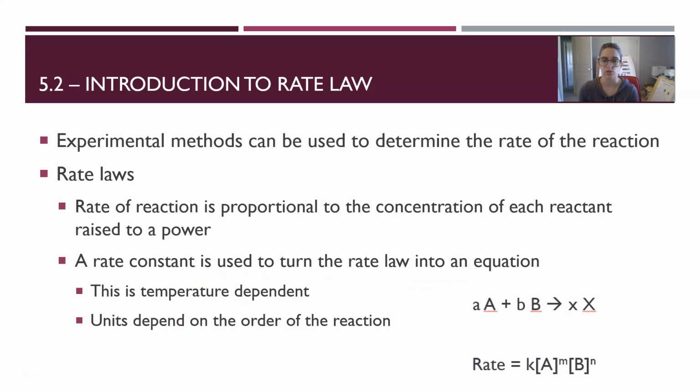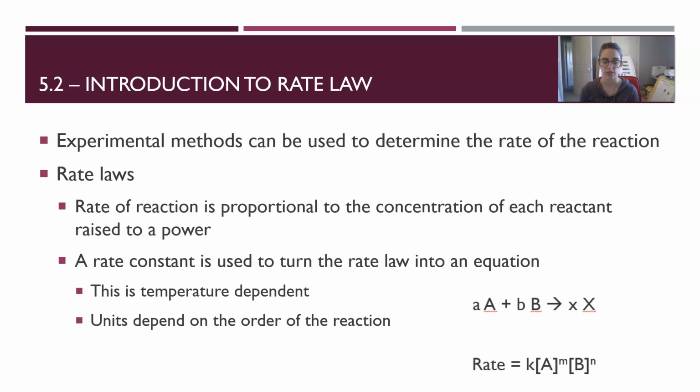Experimental methods can be used to determine the rate of the reaction. So we're looking at the change in concentration over the change in time, and we can collect experimental data to actually measure those parameters. We can then use those pieces of data to create what we call a rate law. A rate law shows us that the rate of the reaction is proportional to the concentration of each reactant raised to a certain power. Then we use a rate constant, in this case symbolized by K, to turn the rate law into an equation.